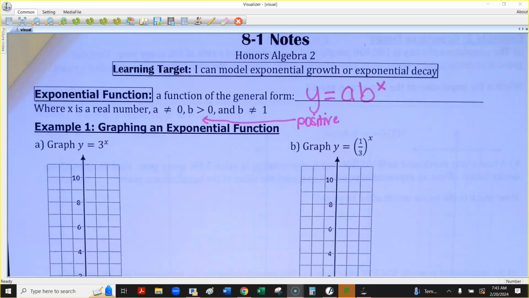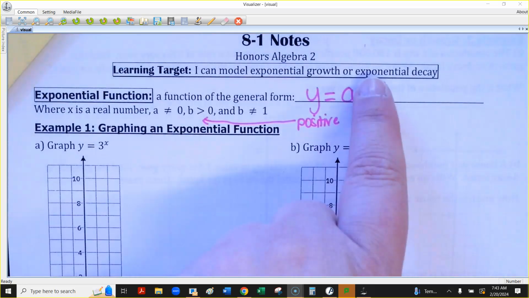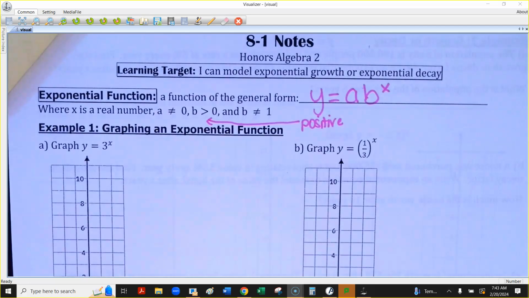And then b can't be 1. If b was 1, you take 1 to any power, it stays 1. So that's why b cannot be equal to 1. It can be a decimal or a fraction that's smaller than 1, but it cannot be equal to 1, because that would also just create a line.